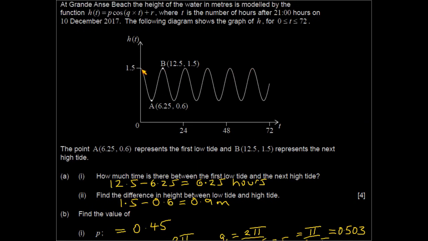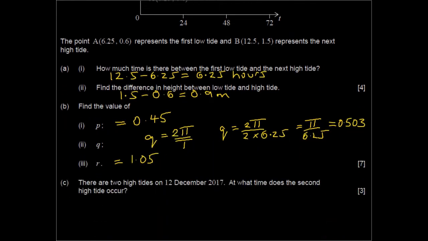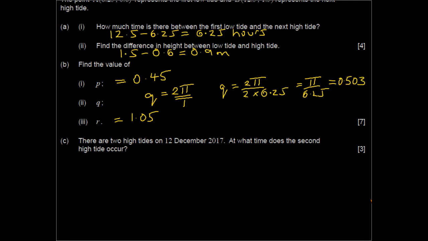We can also see that the first high tide occurs, and it tells us 2100 hours on the 10th of December 2017. We can also see that the time between consecutive high tides is the time between 0 and 12.5 here. So it's every 12.5 hours. So starting at 2100 on the 10th of December, and then adding on 12.5 hours until we get to the second one on the 12th of December.